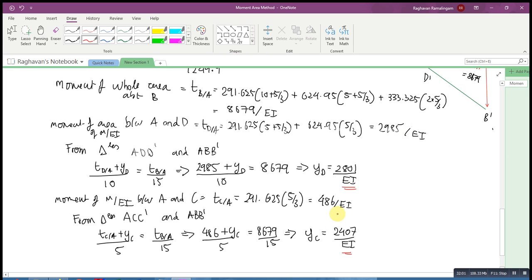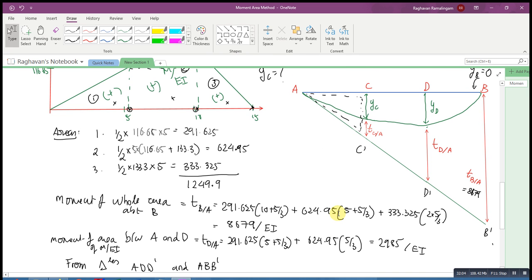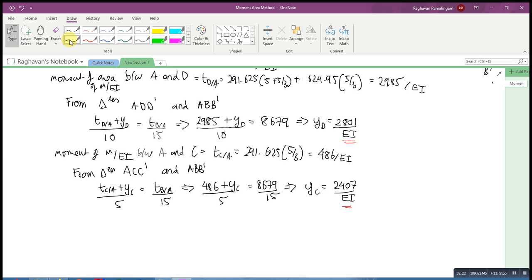You can find out what the deflection of the points are. So this is 2407 by EI, and this equals 2801 by EI, 2801 by EA. So these are my deflections below the 2 points. And if I want to find the slopes, it's just the areas.